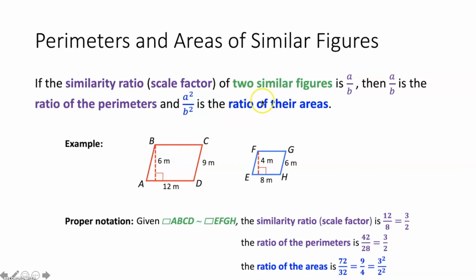Now last but not least, this up here is saying that if I were to find the area of each of these similar parallelograms and put them in a ratio and simplify that ratio down, it would be equal to A squared over B squared, the square of our similarity ratio. So we can check this out by finding the area of parallelogram ABCD, which is 12 times 6, which is 72 meters squared. We can do the same thing with parallelogram EFGH. The area of this parallelogram would be 8 meters times 4 meters, which is 32 meters squared. We put that in a ratio, we simplify down, we get 9 over 4, which does in fact equal 3 squared over 2 squared, the square of our similarity ratio.